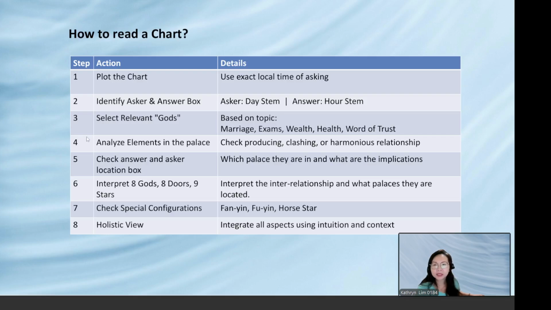For instance, for marriage, you'll probably look at the partner. The next step is to analyze the element in the box. Analyze the element in the palace, check on the producing and clashing, and also whether it is a harmonious relationship. Then check the asker and answer location boxes, where they are. Which palace are they in and what are the implications?